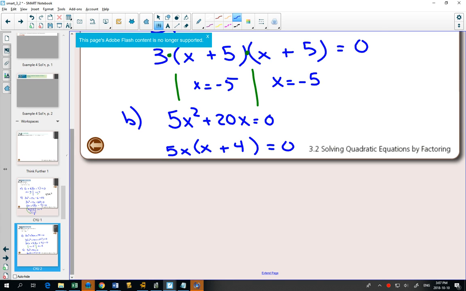We don't have a quadratic anymore. In fact, we've factored this completely. Where's our multiplication? Our multiplication is right here. So I like to draw a line where the multiplication is. Look at your first factor, which is 5x. Could that ever be equal to 0? When x is equal to 0. Perfect. Could this one ever be equal to 0? When x is minus 4. So those are our two answers.